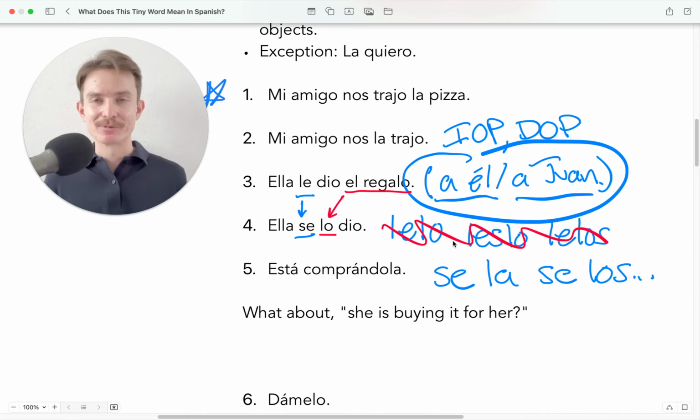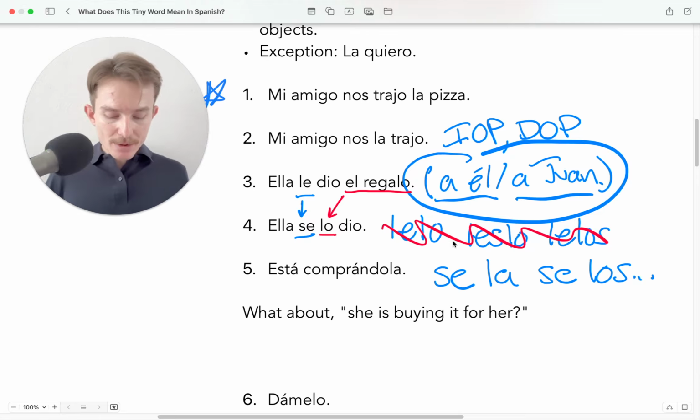So, in this case, ella se lo dio. Now, el regalo has become lo. We've shortened it up to just mean it. And now le has become se because we cannot have Lilo and Stitch in Spanish. And now we have ella se lo dio. She gave him it, or she gave it to him.